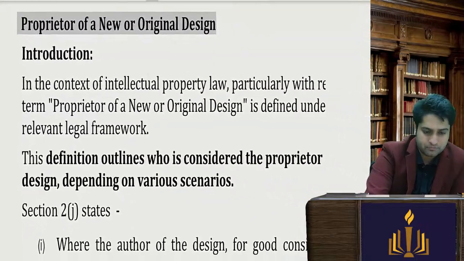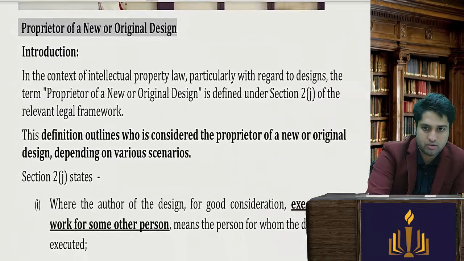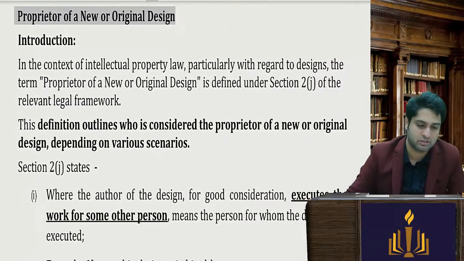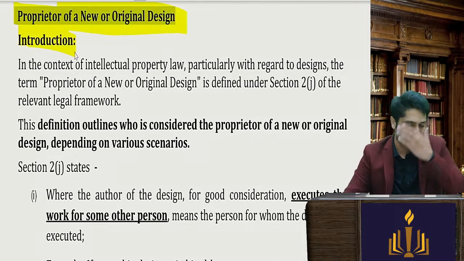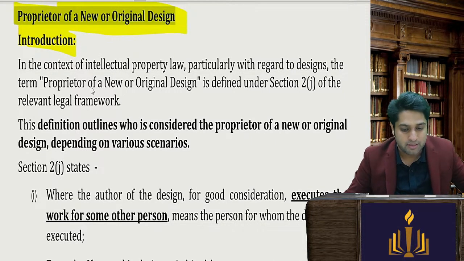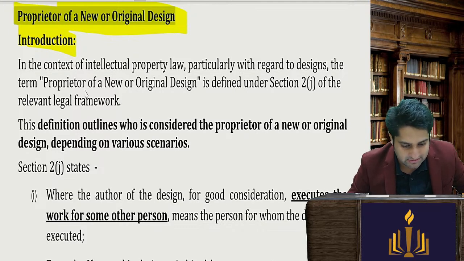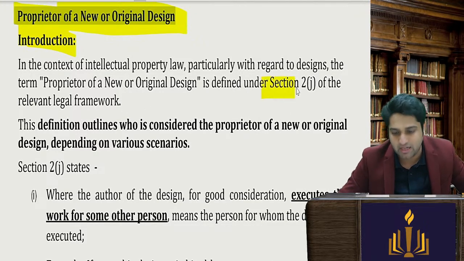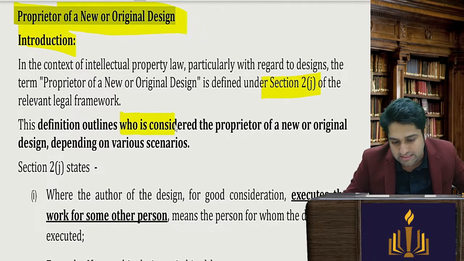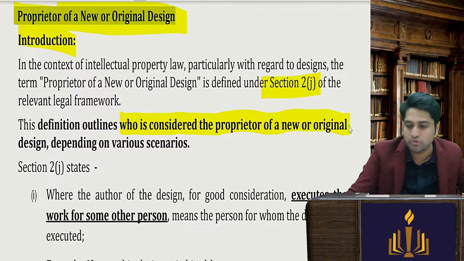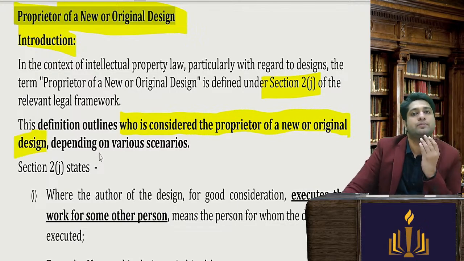So in order, which kind of designs will be registered? So this is very important. Proprietor of designs. Introduction. So they say that section 2J outlines, states who is considered the proprietor of a new or original design.